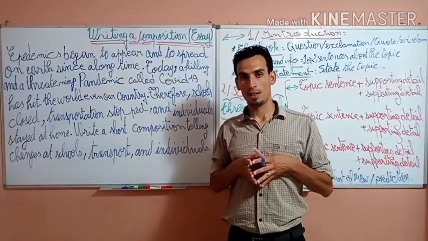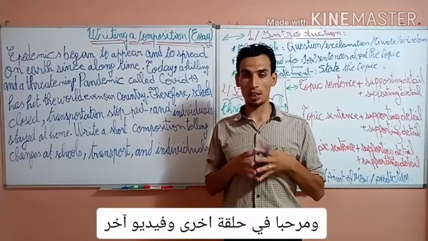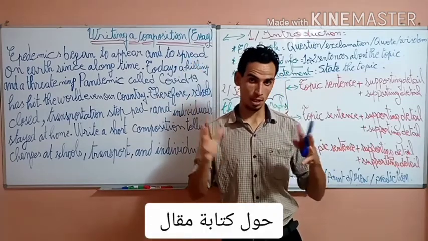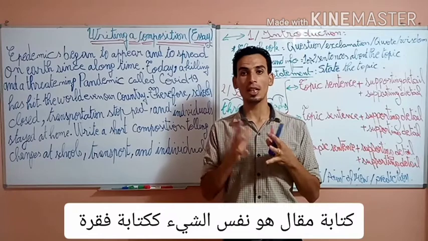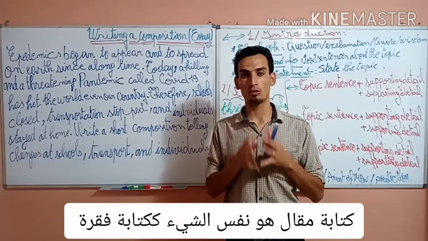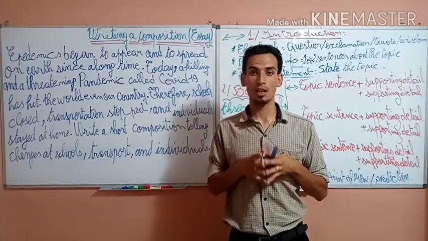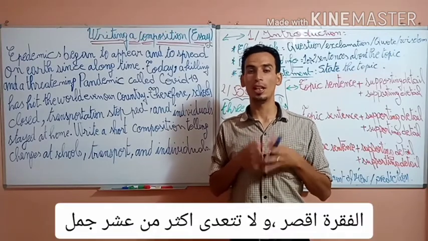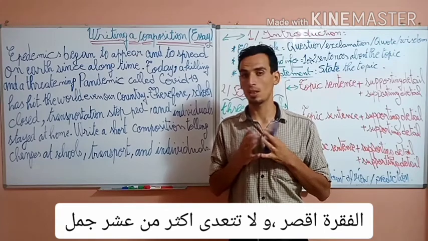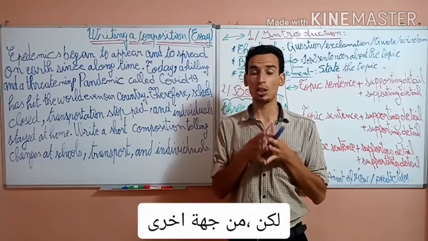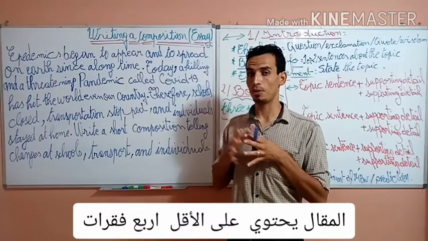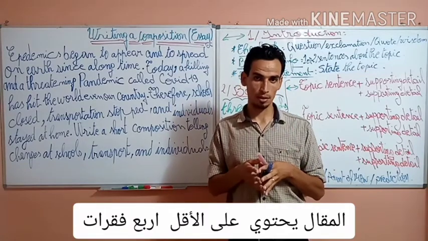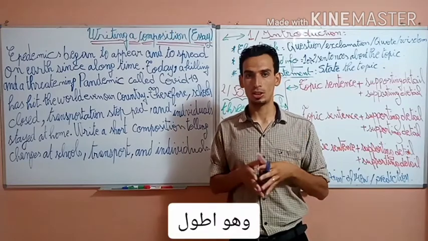Hi, and welcome to another episode and another video about writing a composition or an essay. Writing a composition is just like writing a paragraph. However, there are some differences. A paragraph is shorter and consists of no more than 10 sentences. On the other hand, a composition consists of at least 4 paragraphs and it is longer.